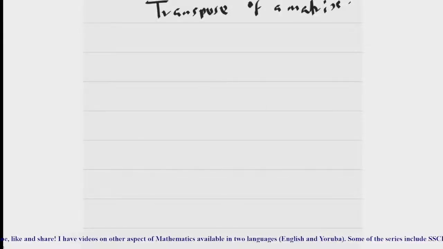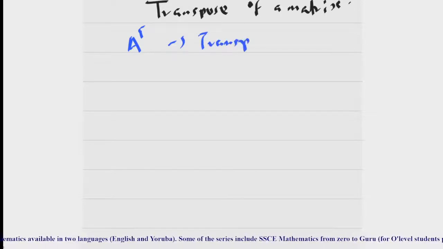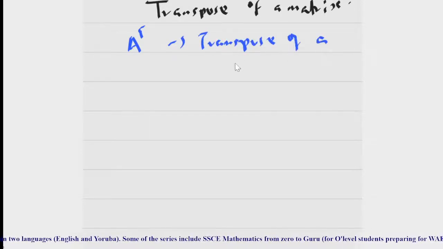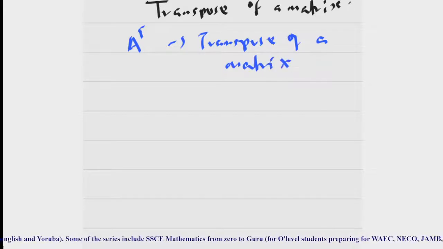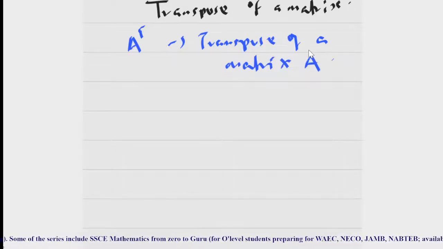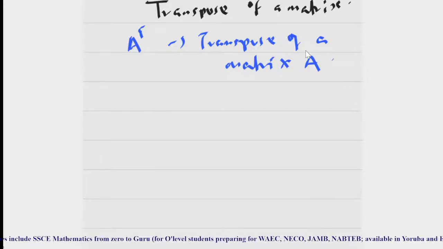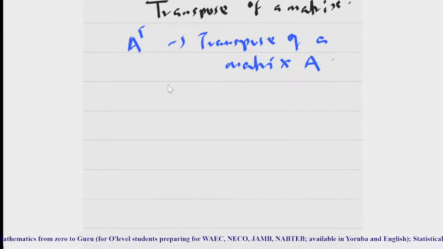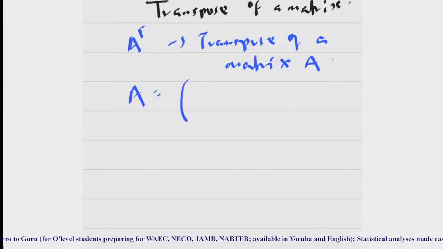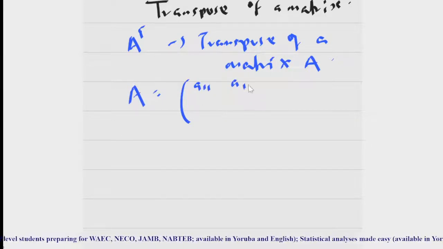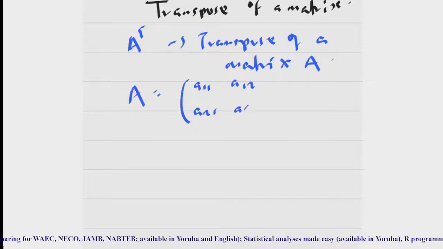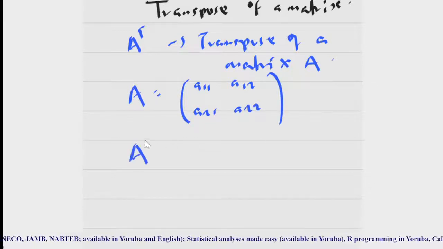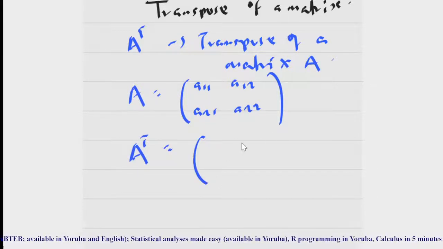Transpose of a matrix A is denoted by A raised to power T. A raised to power T is the transpose of a matrix A, and this is obtained when you interchange the rows of A with the columns of A. For example, if my A is a matrix A11, A12, A21, A22, then your A transpose means to interchange the rows of A with the columns of A.